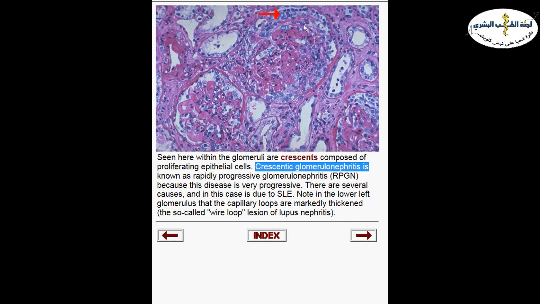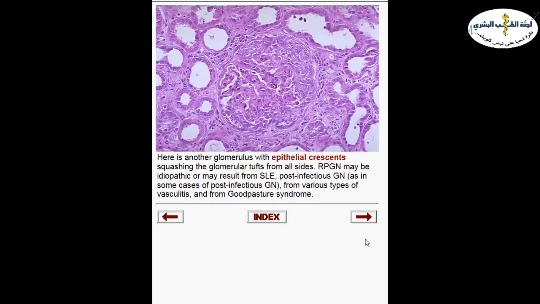Now, this crescentic glomerulonephritis can be caused by many other diseases like lupus nephritis, like post-infectious glomerulonephritis. So other glomerulonephritis may lead to crescentic glomerulonephritis. Sometimes small vessel vasculitis may lead to crescentic glomerulonephritis. Sometimes a disease called Goodpasture syndrome also is one of the diseases that can be complicated with crescentic glomerulonephritis. So most of the time it's secondary to underlying disease.